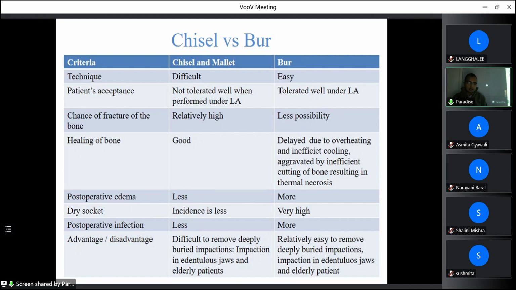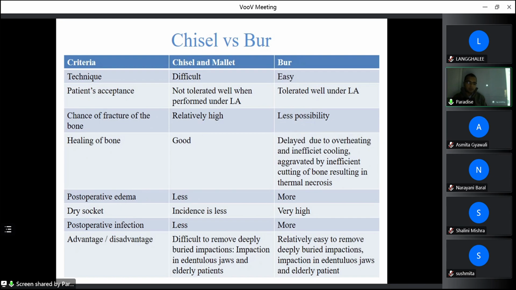Post-operative edema is less while you are using chisel and mallet, and it is more while you are using a burr. Chances of dry socket incidence are less with chisel and mallet. It is very high using a burr. Post-operative infection is less with chisel and mallet. It is more with a burr.